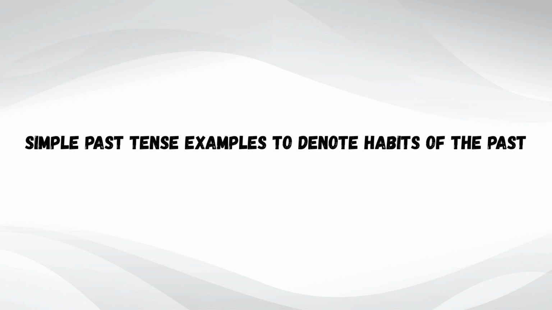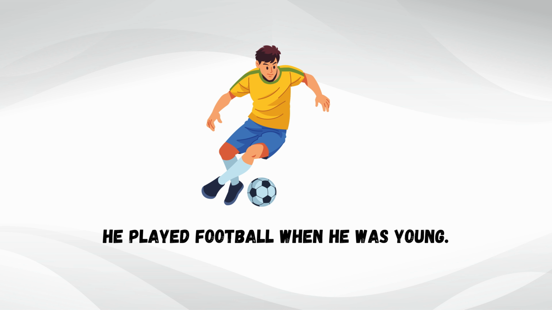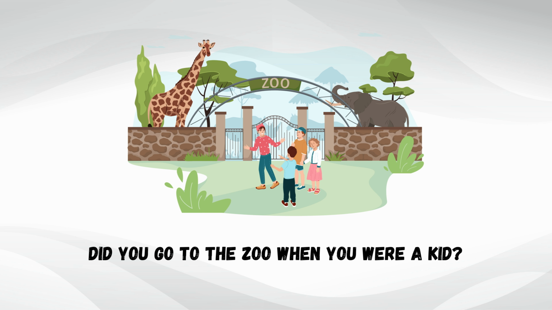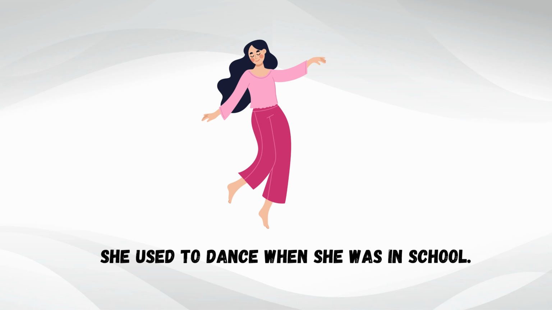Simple past tense examples to denote habits of the past. A habit that once started in the past but also ended in the past. He played football when he was young. She worked as a babysitter while she was in college. Did you go to the zoo when you were a kid? He learned riding horses when he was 5 years old. She used to dance when she was in school.